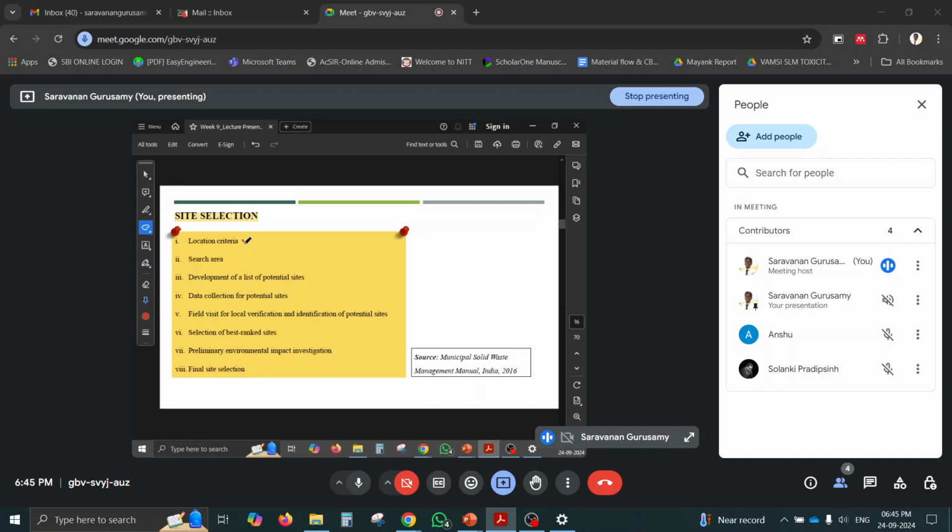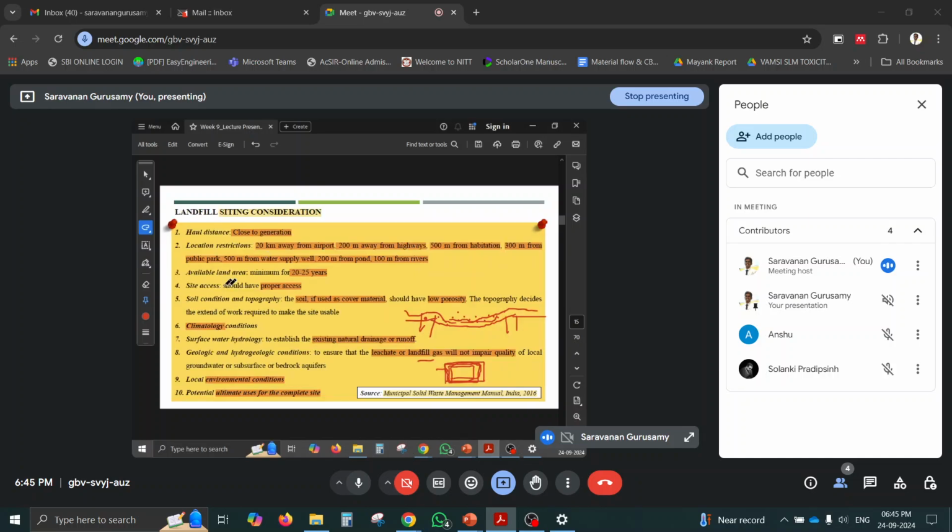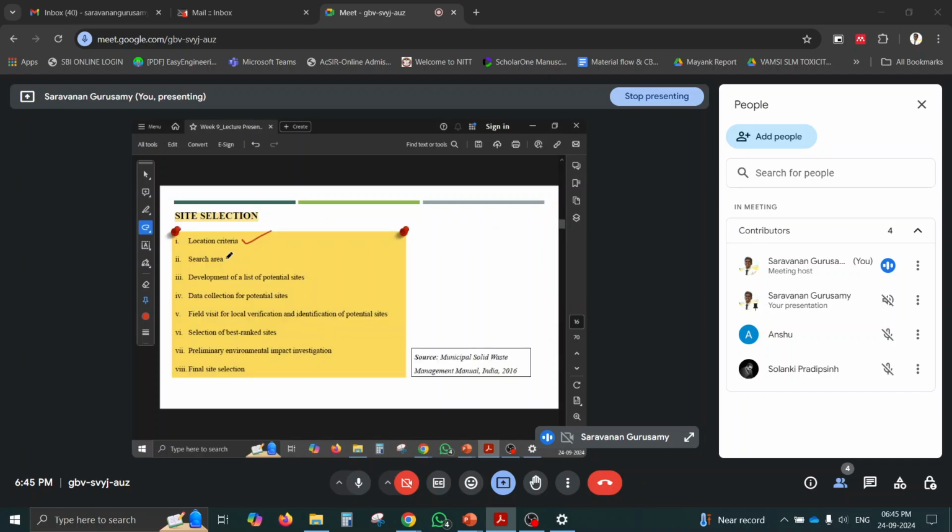First, we need to set the location criteria, what I have discussed in the earlier slide. Then search for the area. Then development of a list of potential sites. So in Trichy itself, I have to choose area 1, area 2, and area 3. These 3 areas are suitable based on the selection criteria. After that, I have to collect data about all the 3 sites. Then I have to do a field visit to all the sites. Then I have to give rankings, which landfill site may have first rank and then second rank. This ranking should have some criteria that we are going to discuss.